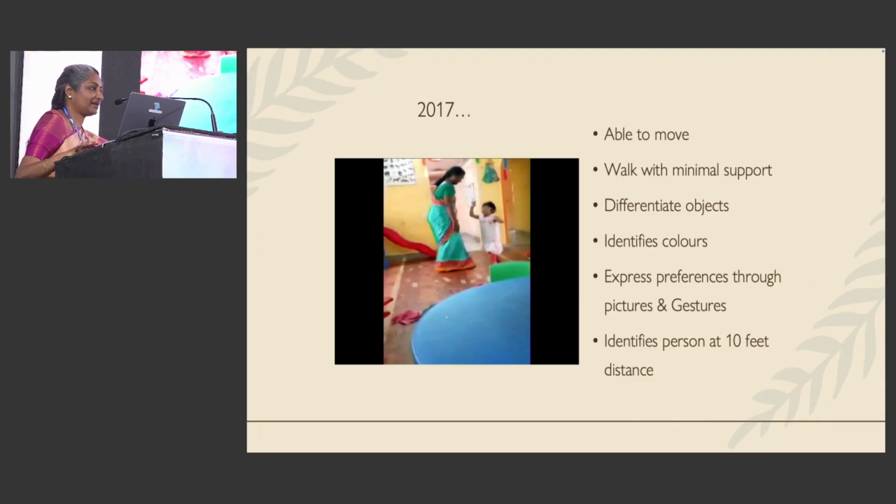So the mother became the therapist in this situation. She started coming to the clinic. Unfortunately, this video is not playing. But the story is that over a period of almost 7 to 9 years, the child had gained many of these milestones. They are able to walk with minimal support, differentiate objects, identify colors, express preferences, and identify a person. So they have come a long way.